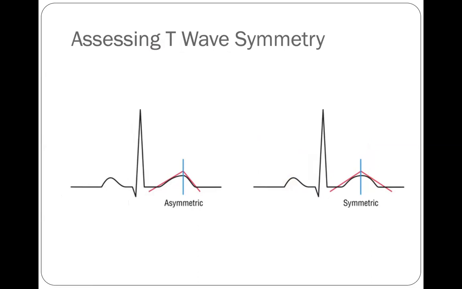But you can again use our ruler with the blue line to cut the peak of the T wave. And if you're cutting the peak of the T wave and the two halves of the T wave are the same size, then you have a symmetrical T wave. And typically a symmetrical T wave is a sign of pathology.